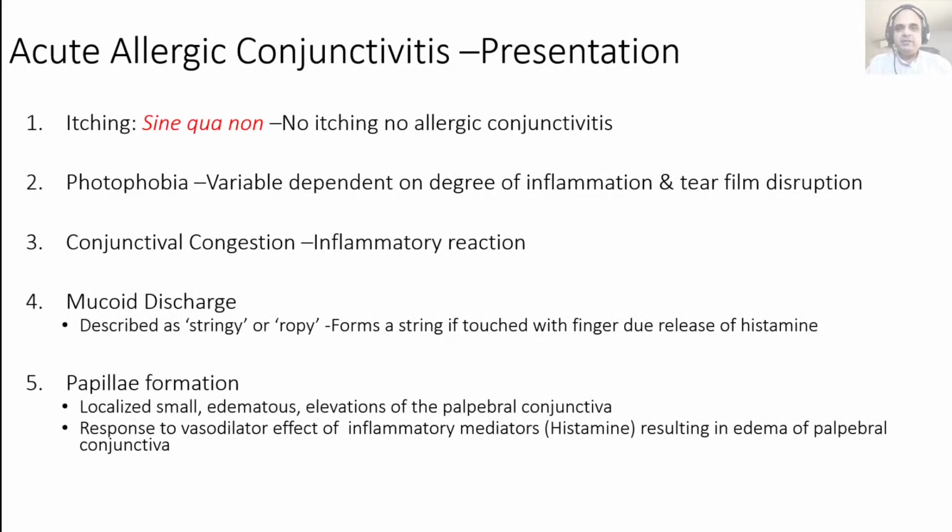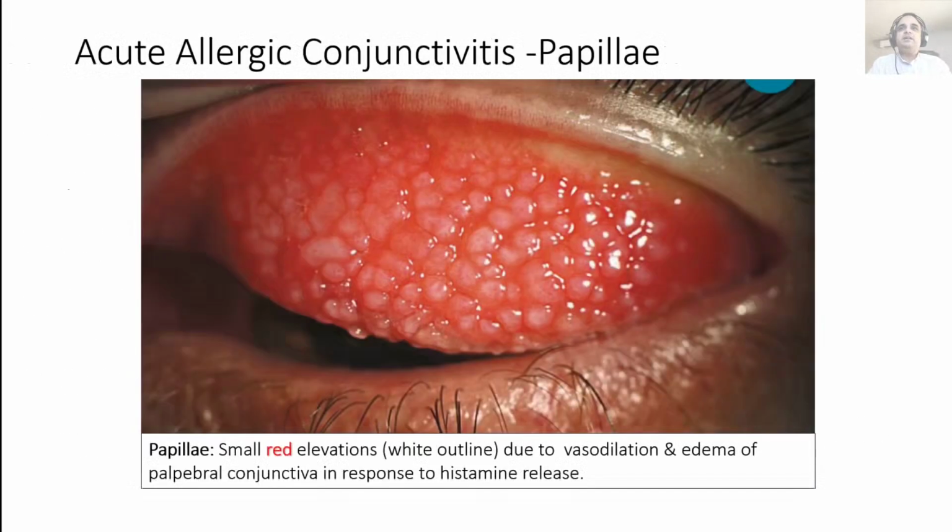The other characteristic sign is a papillae formation, and papillae formation are localized edematous small elevations of the palpebral conjunctiva. And this is basically a vasodilatory effect of the inflammatory mediators, histamine, which results in edema of the palpebral conjunctiva. And since the palpebral conjunctiva is very tightly adherent to the surface of the lid, it just produces little pockets wherever it can find an opportunity to pop out.